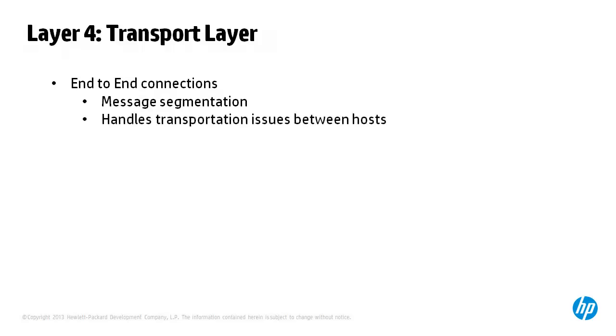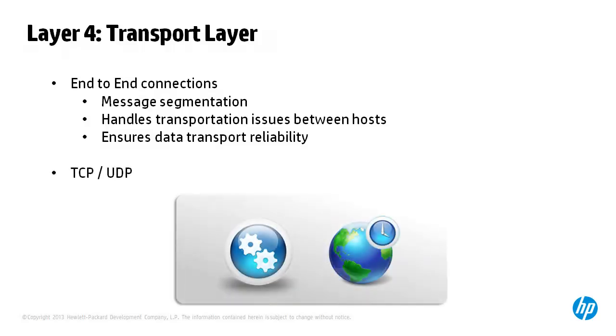This layer also handles transportation issues between hosts and ensures data transport reliability. So as an example, the two main protocols at this layer are TCP, or Transmission Control Protocol, and UDP, or User Datagram Protocol. TCP provides reliability.